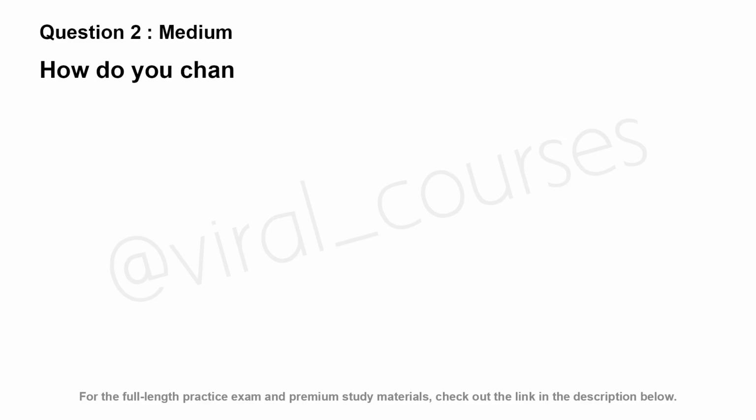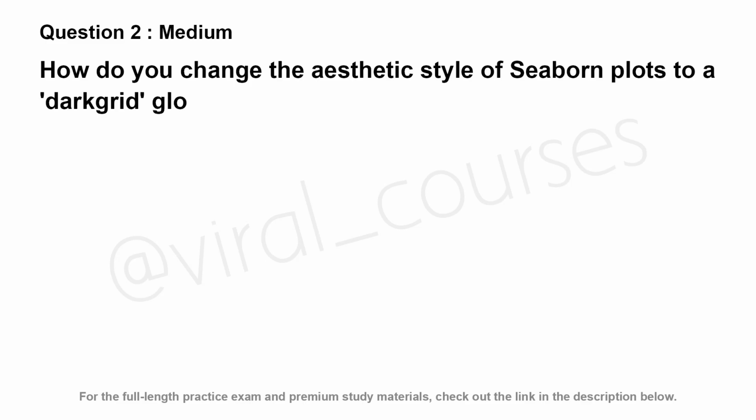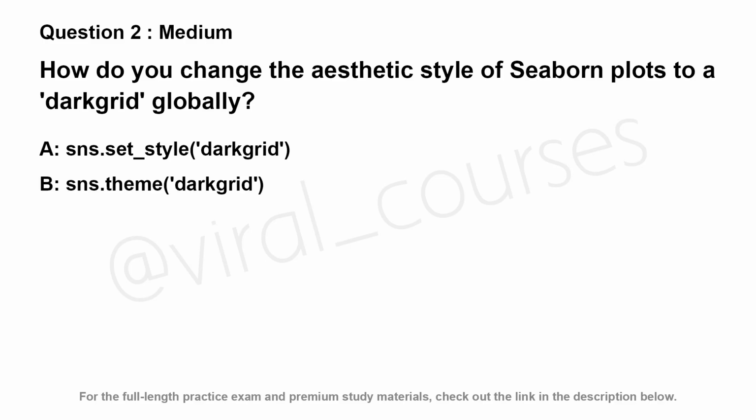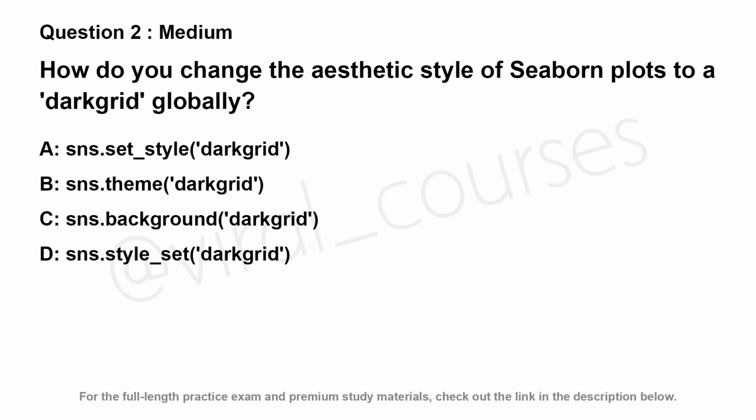How do you change the aesthetic style of Seaborn plots to a dark grid, globally? Option A, sns.set_style, dark grid. Option B, sns.theme, dark grid. Option C, sns.background, dark grid. Option D, sns.style_set, dark grid.